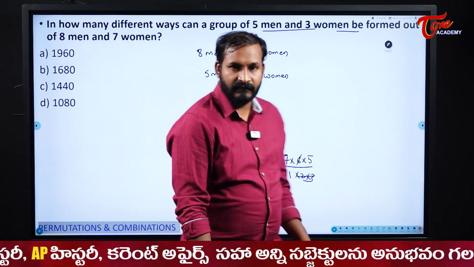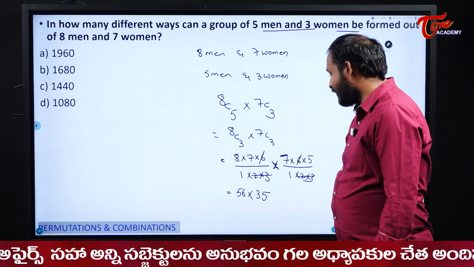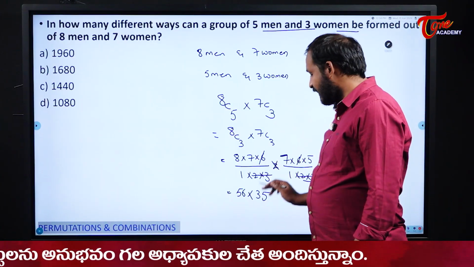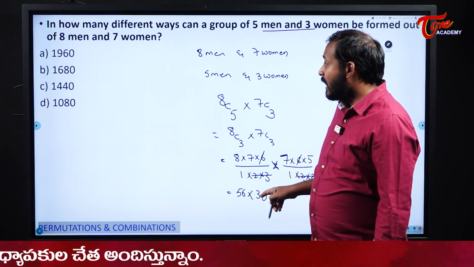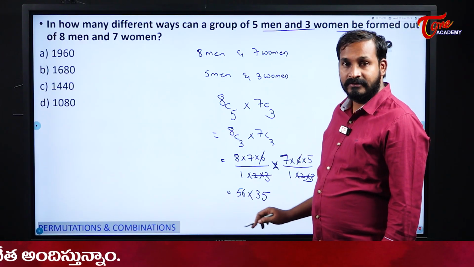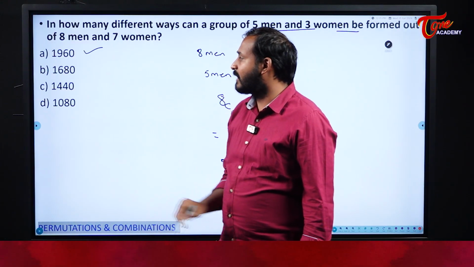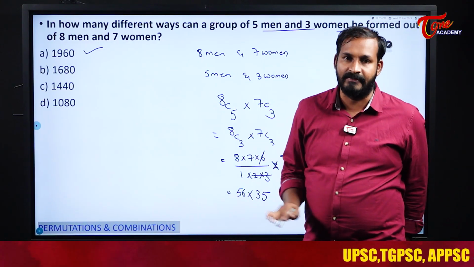So 35 into 56, unit digit is 0. Here all the unit digits are 0, so we don't have any other choice. Multiply 56 with 30. 56 3s are 168 and 0, 1680. And we should have more 5, right? So that means our answer will be greater than 1680. So we will mark our answer as 1960. 1960. If you multiply also, you will get the same answer.